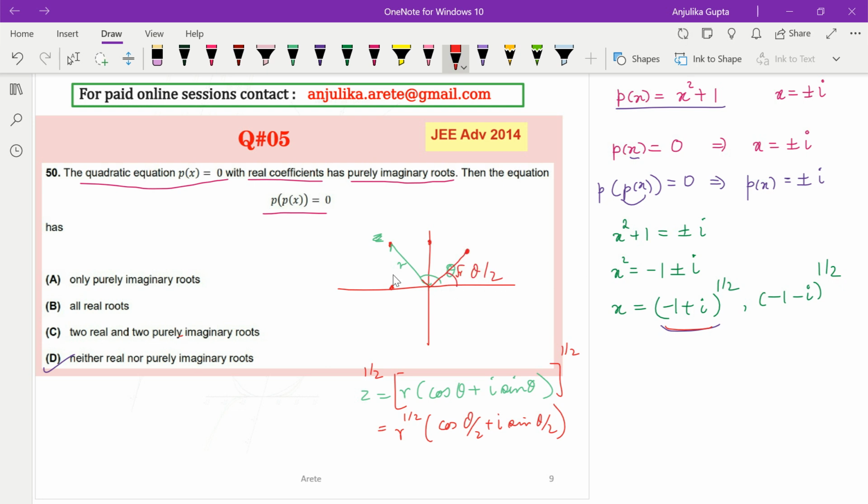The moral of the story is that you are neither on the imaginary axis nor on the real axis. You are somewhere here, so it can't be a purely imaginary or real number. The other root will also lie somewhere here, right? You just need to add pi to that. That also is not on the real axis nor on the imaginary axis. Exactly the same thing you can argue with the other number. So option D happens to be the correct option, using the geometry of complex numbers. I will see you with the next question.